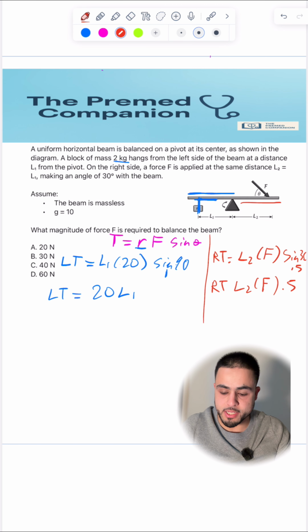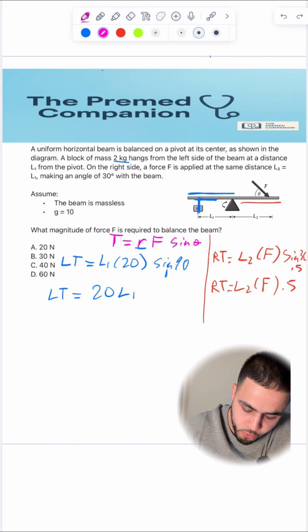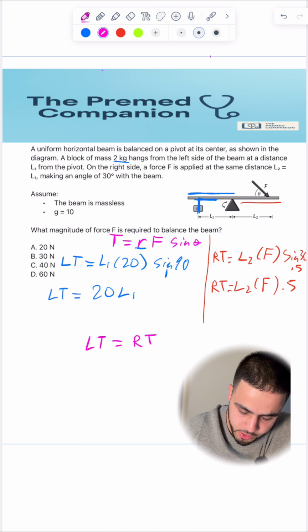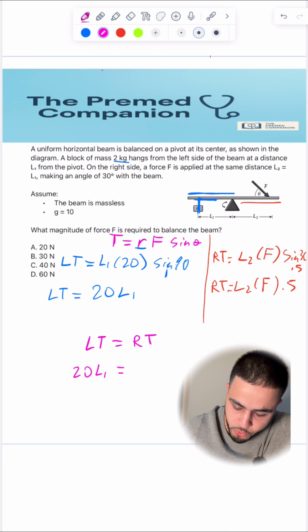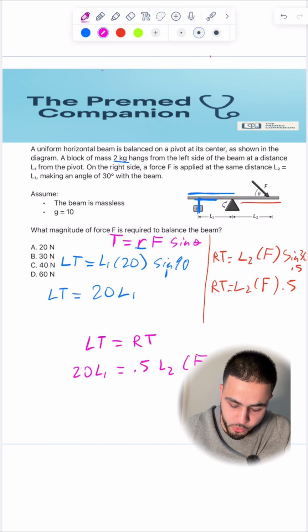All right, now we can set the two torques equal to each other and solve for F. So the left torque equals the right torque. The left torque equals 20 L1, and the right torque equals 0.5 times L2 times F. We can simplify here by canceling out L1 and L2 because they are equal. Remember, they said this in the question. All right, so we cancel those out.